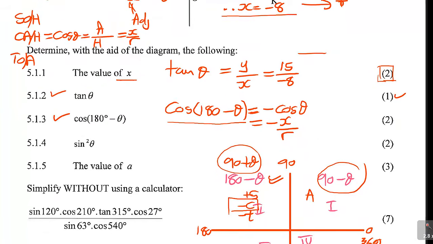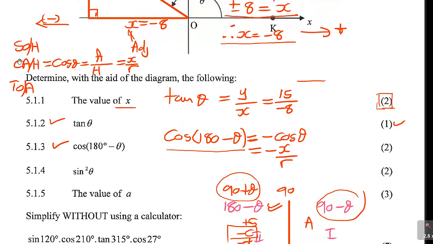So if we now use our values, remember we said what was x, we calculated that x was minus 8, so this is equal to minus, bracket, x is negative 8 over r was 17. So if you simplify this, negative and negative is positive, so it's 8 over 17. So the answer is positive 8 over 17. So that is how you could have solved that question, guys. So let us move on.